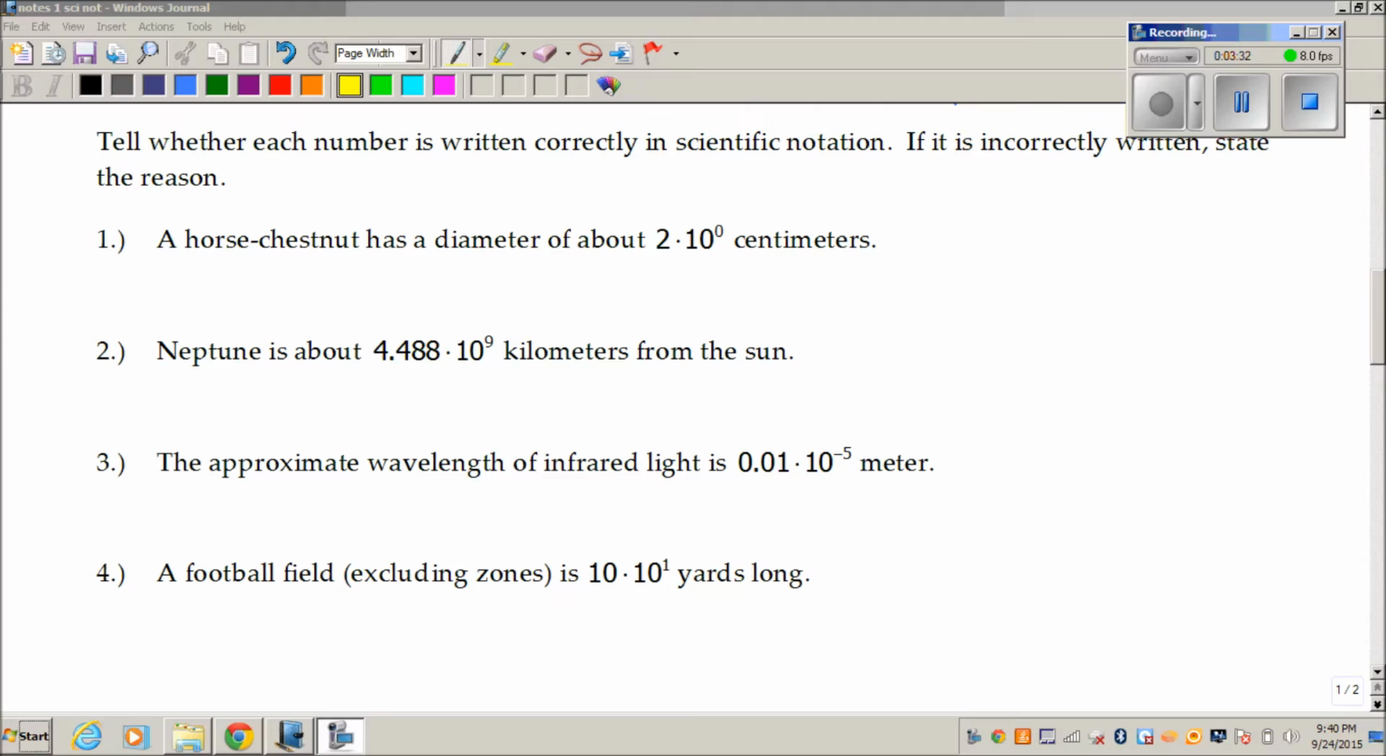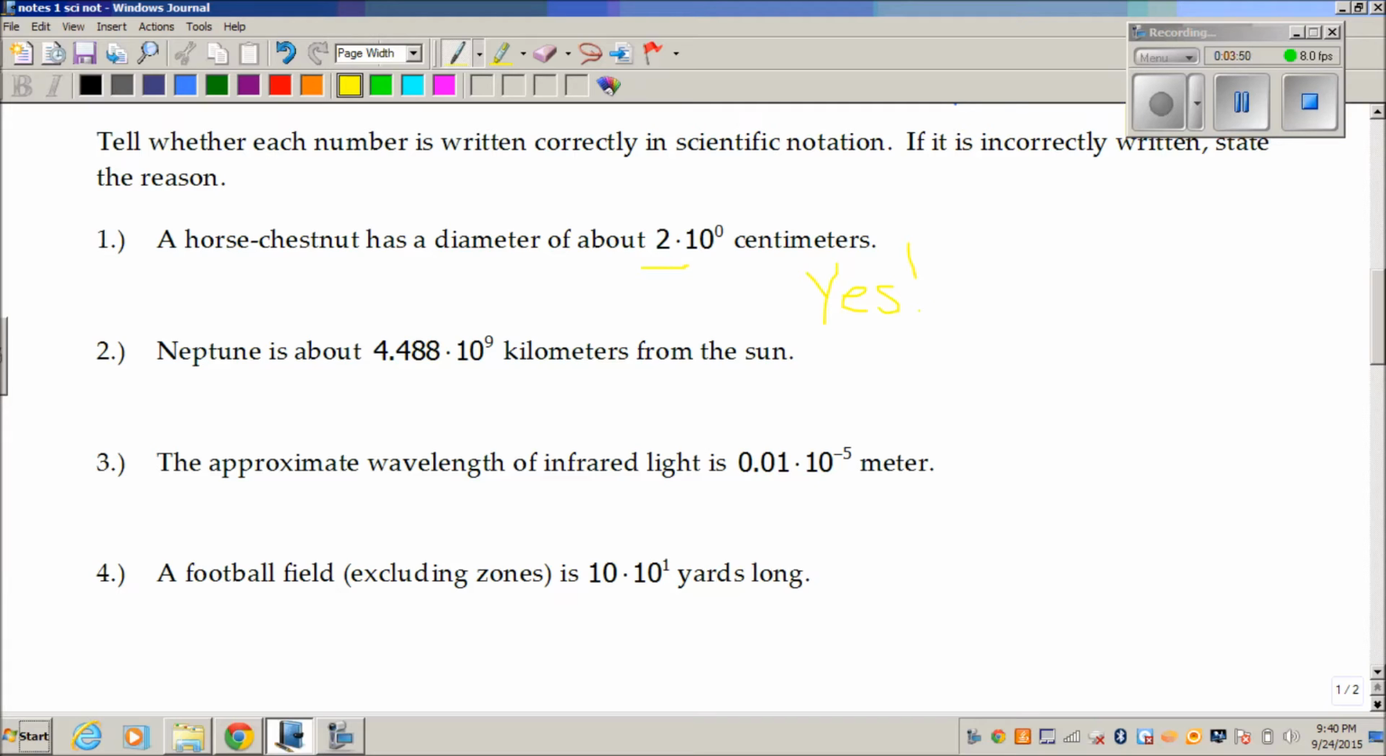Well, first I look at the 2, the coefficient, and I think, is that between 1 and 10? It is, so it looks fine. And it's times 10 to some power. It's unusual to have a 0 power, but it's totally fine. So yes, this is written correctly. There's no problem with that one.